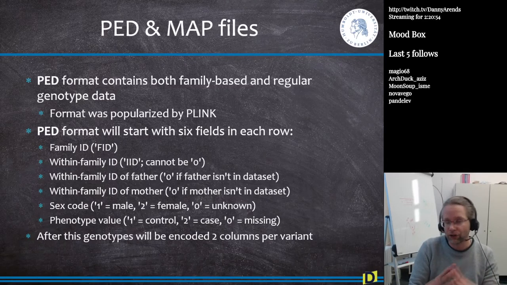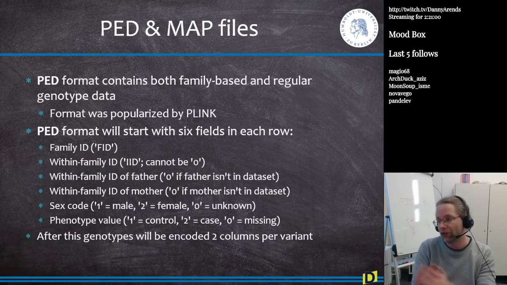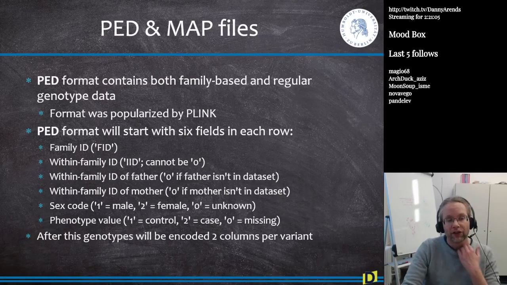And then we have our phenotypic value, and since this is used for human genome-wide association, we generally have a case control study, right? So the phenotype might be this individual is diseased or this individual is healthy. And then depending on what phenotype we're looking at. So the phenotypic value is 1 being part of the control data set, 2 being part of the case data set. And so this could be healthy tissue versus diseased tissue.